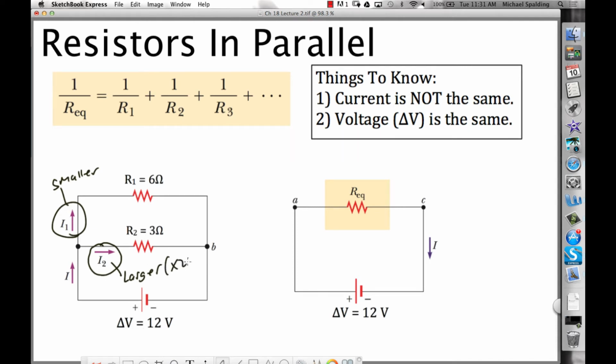It's going to be twice. Do you want to know how I know that? Because path number 2 has half the resistance, right? So the phrase to remember: current follows the path of least resistance.